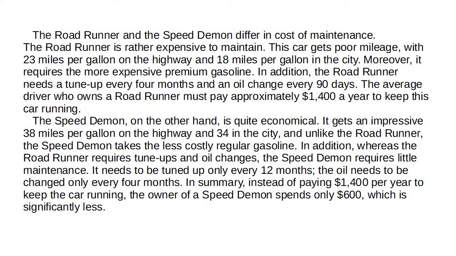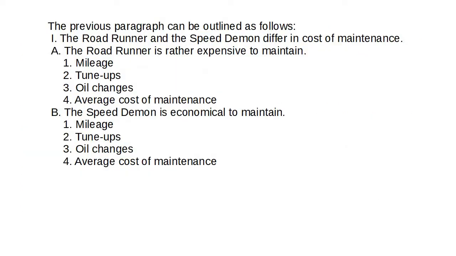In summary, instead of paying $1,400 per year to keep the car running, the owner of a Speed Demon spends only $600, which is significantly less. So if you notice how the ideas are divided here, I have taken the liberty to actually divide this paragraph into a smaller outline. If you look at this outline, this is an outline for the paragraph itself. It's not the outline of the essay. This is an outline for this paragraph.